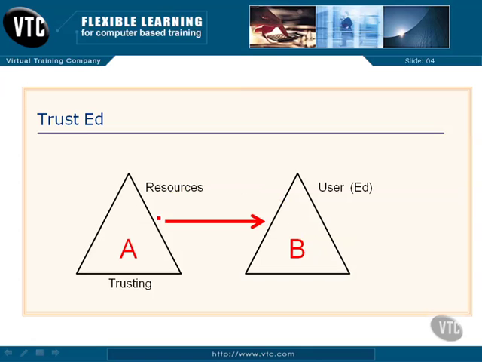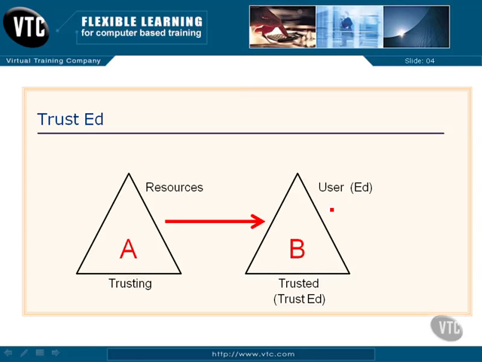A is trusting, B is trusted. Just always find the users. Think of the user named Ed, and you always trust Ed. So wherever Ed is, that's the trusted domain. So always just think trust Ed.